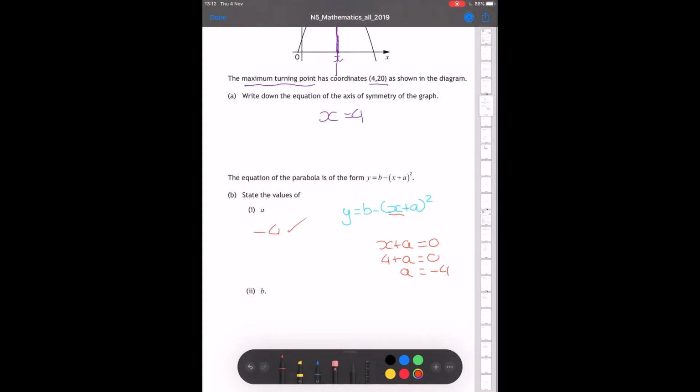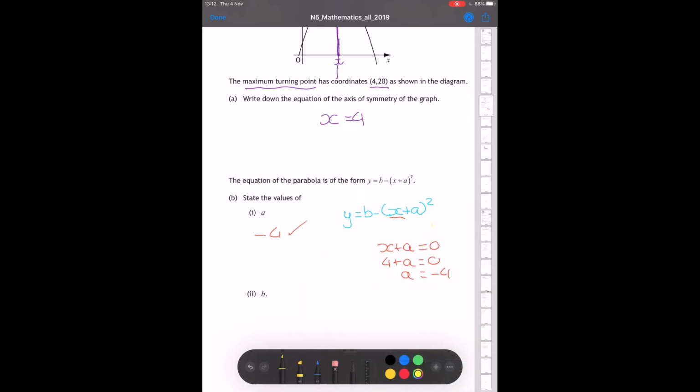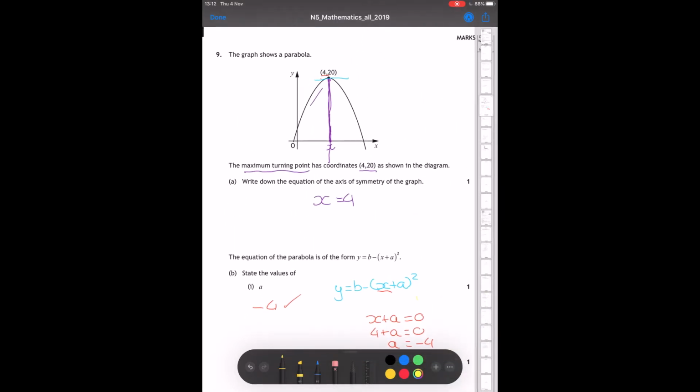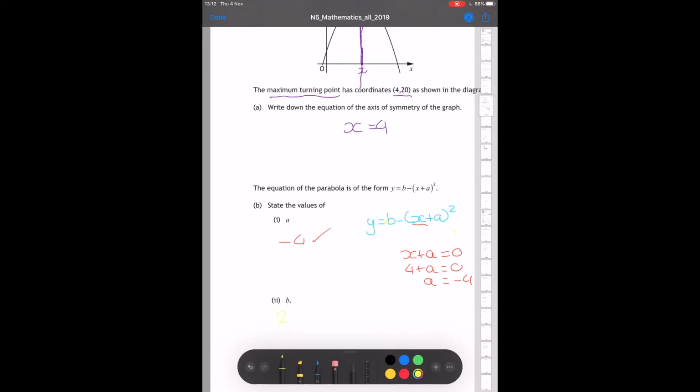So for part B, b represents the y coordinate of the turning point. So what is our y coordinate of the turning point? 20. And that's nice and easy because we know it's also positive, because no sign there means it's positive. So b is equal to 20. Tick. And you got those 2 marks.